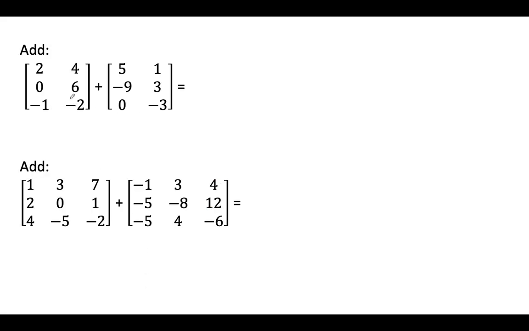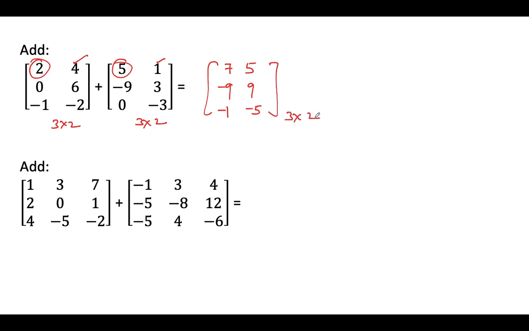I have two matrices. The order of this matrix is 3 by 2. The order of this matrix is also 3 by 2. So we can proceed with addition, and when we add, we will be adding the corresponding entries. The first element 2 and the first element 5 are added to get 7 as the first element in the resulting matrix. Similarly, 4 plus 1 is 5, 0 plus minus 9 is minus 9, 6 plus 3 is 9, minus 1 plus 0 is minus 1, minus 2 plus minus 3 is minus 5. So this is the resulting matrix with the same order 3 by 2.